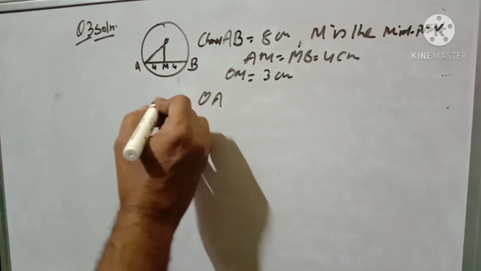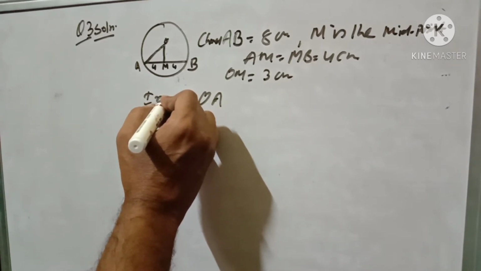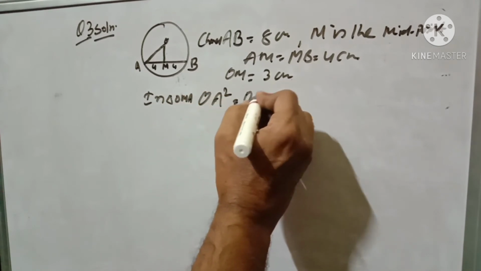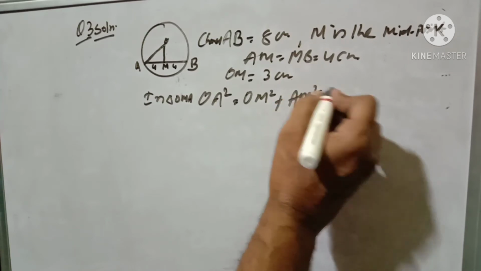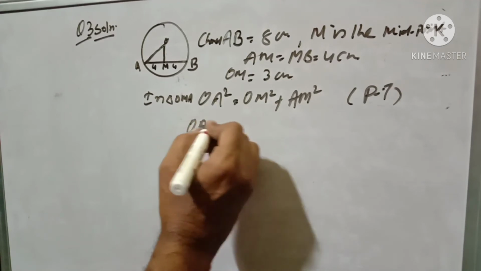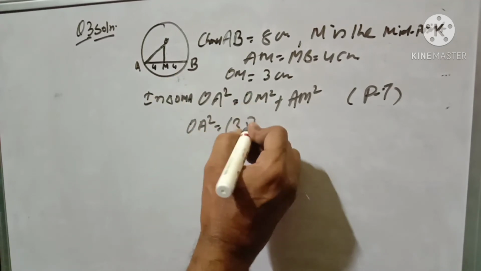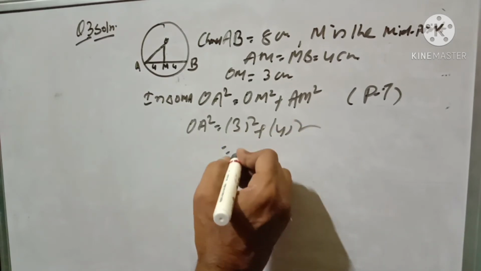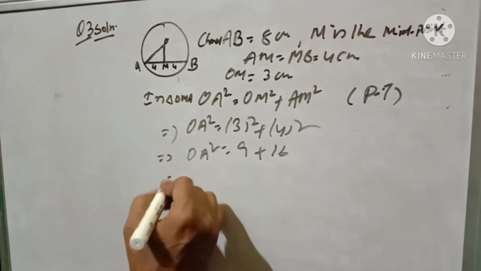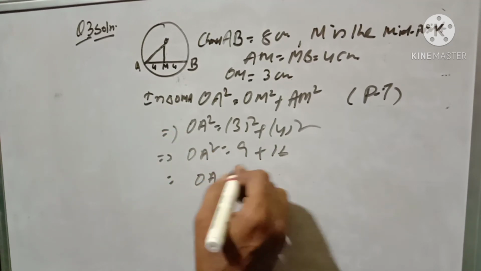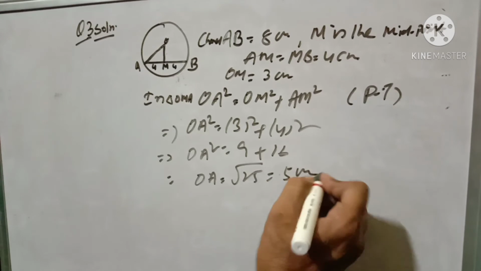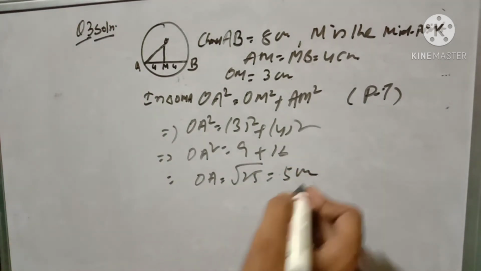So OA, in triangle OMA, OA square equal to OM square plus AM square by Pythagoras theorem. OA square equal to 3 square plus 4 square. This is 9 plus 16. OA square is 25, so OA equal to under root 25. It will be OA equal to 5 centimeter. So radius equal to 5 centimeter. Write down.